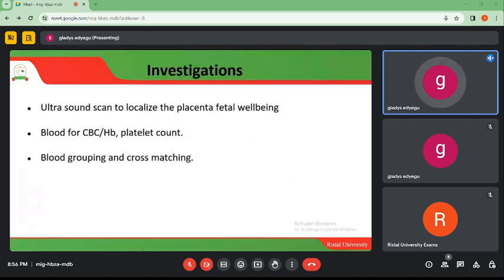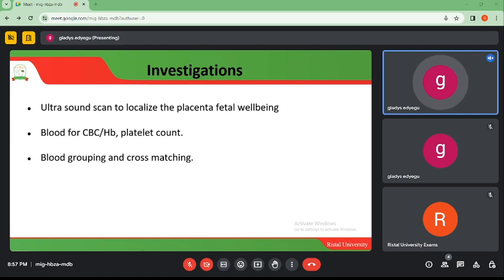So what can be the investigations? There are investigations that we need to do besides the signs and symptoms, for you to confirm your signs and symptoms and the suspicion of placenta previa. If you're suspicious that this is placenta previa, you need to rule out the differential diagnoses mentioned in the previous slides.